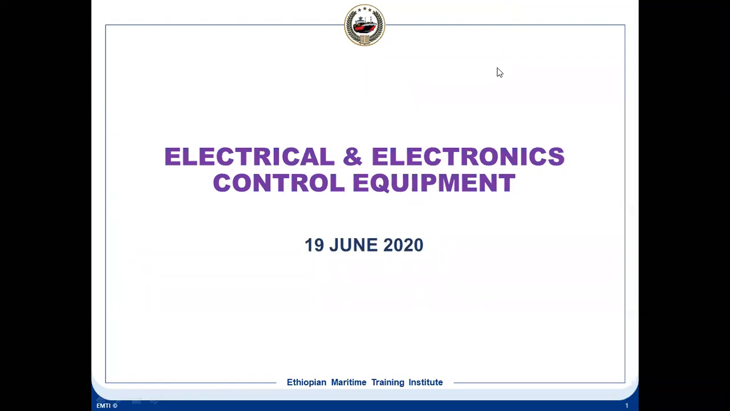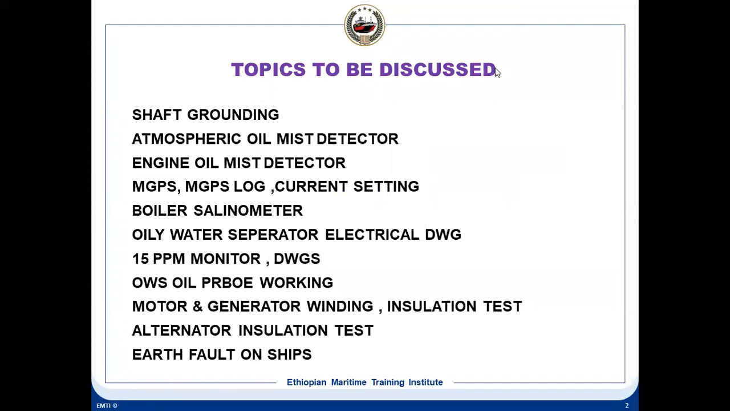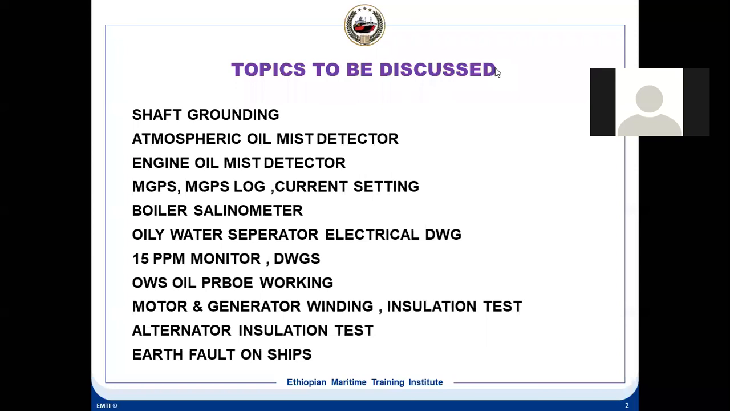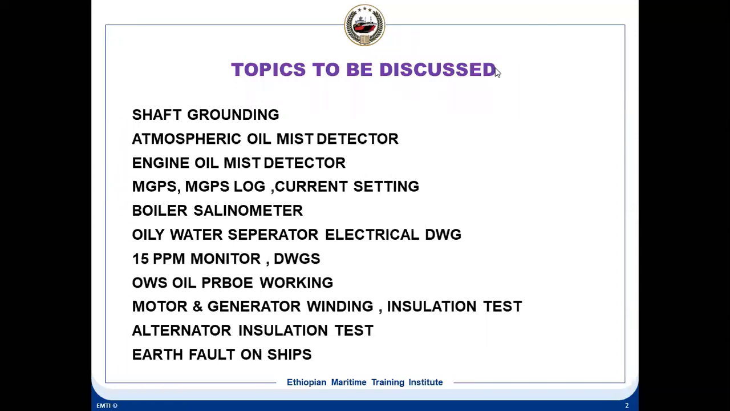And so the topics we'll be discussing today. The last class, we are left with one question on the shaft grounding, which we'll discuss, and then followed by the auxiliary equipment. Some of the equipment we'll be discussing today. In this, we'll see the oil mist detector, which is used in the engine room, that is the atmospheric oil mist detector and the engine room engine oil mist detector, and the basic working principle of both oil mist detectors.